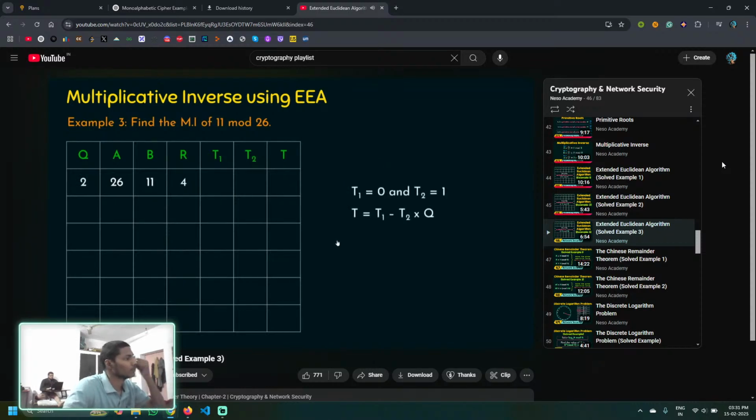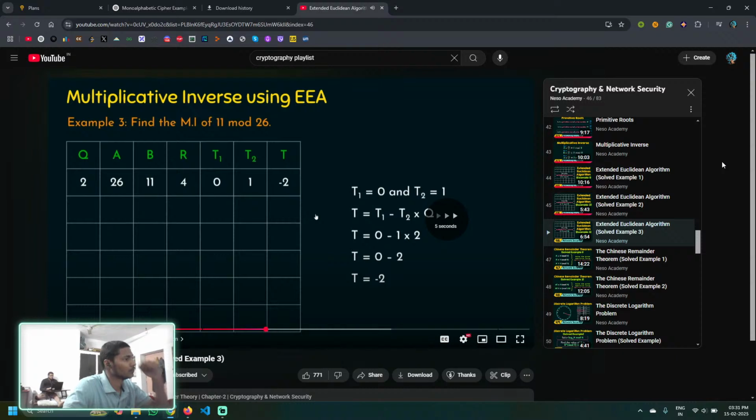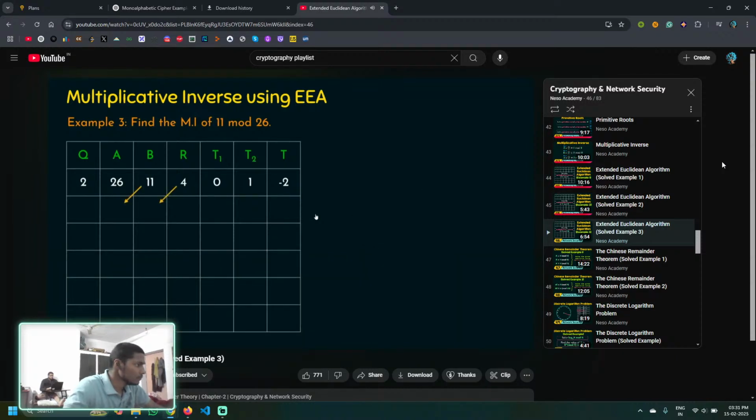We know in the first round we are going to use T1 is equal to 0 and T2 is equal to 1. Let's proceed with step number 2. So we are going to do the shifting operation. The value of B is stored in A and the value of the remainder is stored in B. Similarly, the value of T2 is stored in T1 and the value of T is stored in T2. So when we do this operation, we can see the table is getting filled like this.